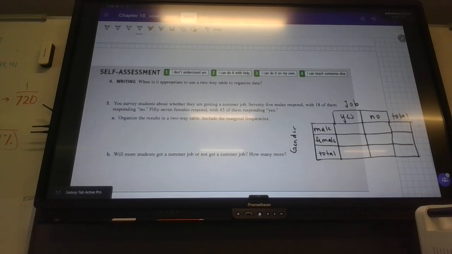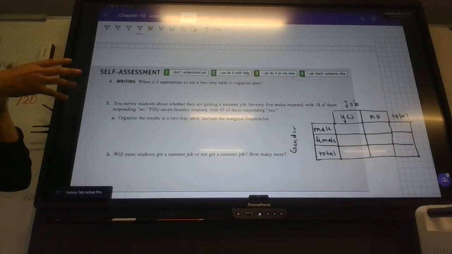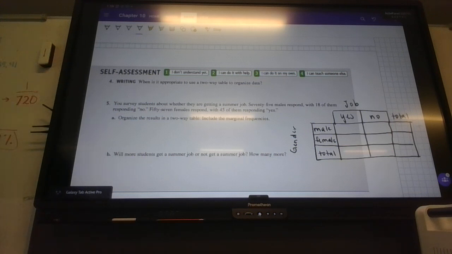All right, so here, I've set it up. I'm going to pause here and see, can you place any numbers in there? I'm leaving the numbers blank, but I at least have the categories. Job, yes, no. Gender, male, female. I put in spots for totals too. Try to figure a number or two out.